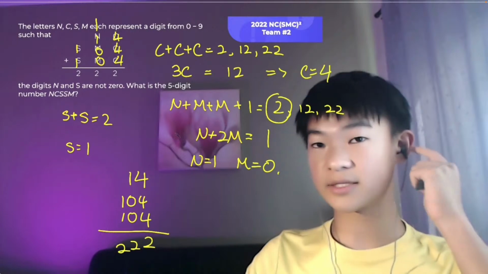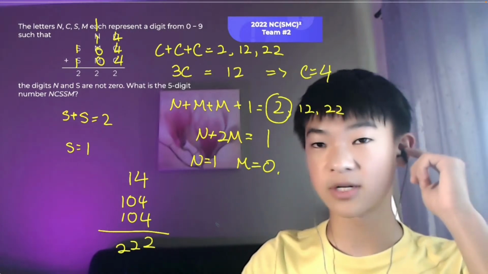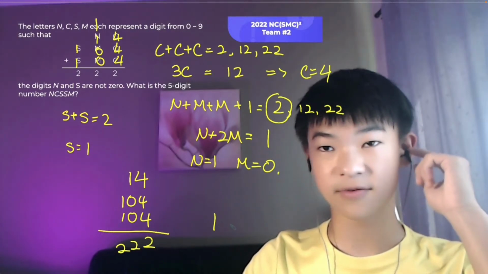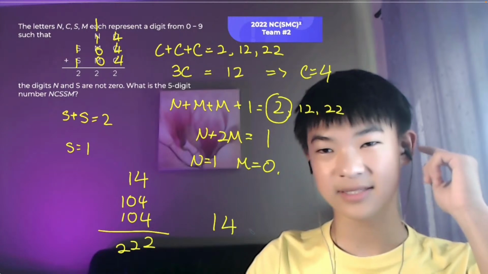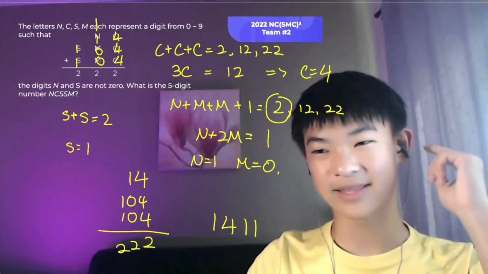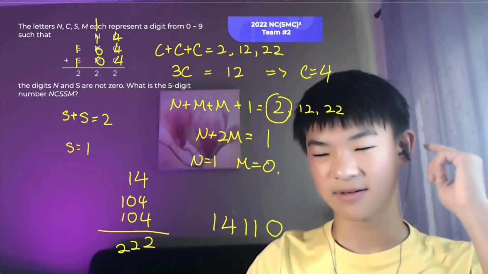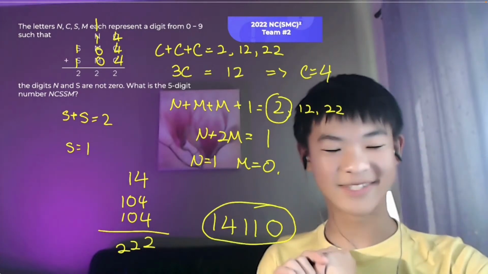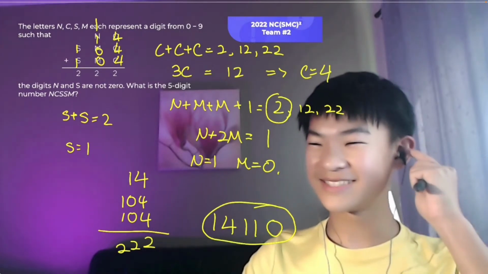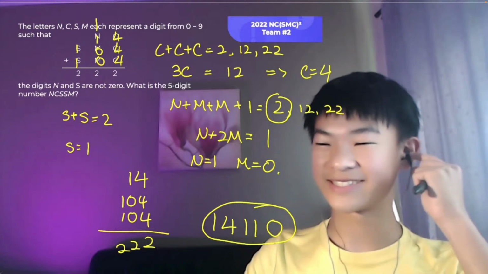So the answer should be what is n? 1, c is 4, and s is 1, 1, and then m. My answer is 14110. Let's see what the actual answer is. 14110. Perfect. Next question.